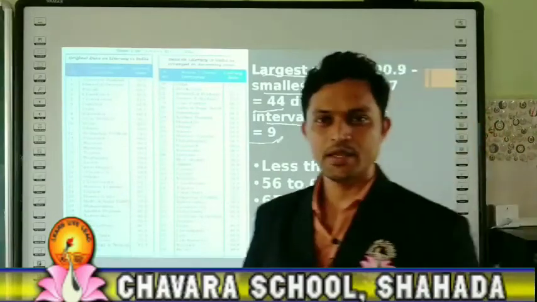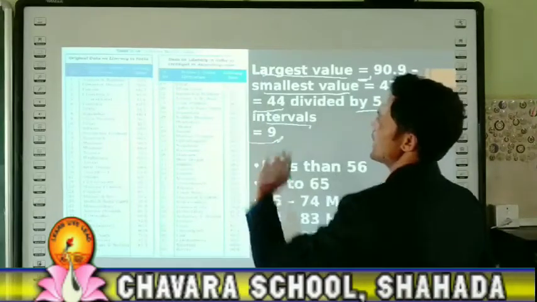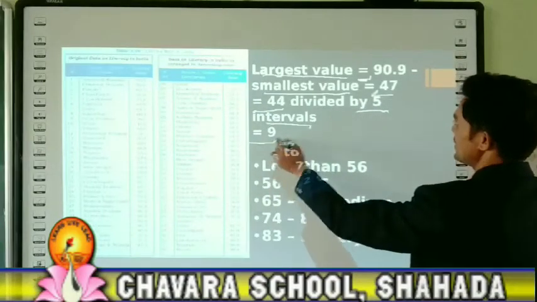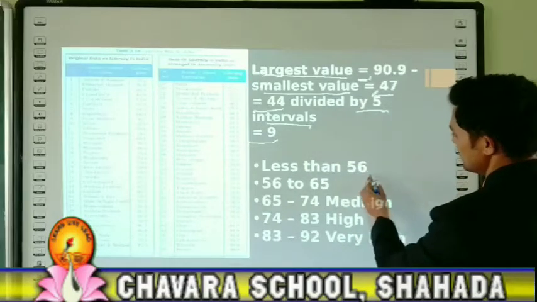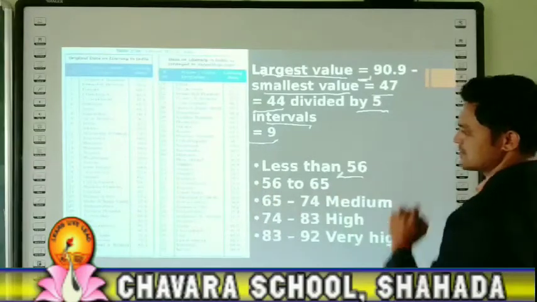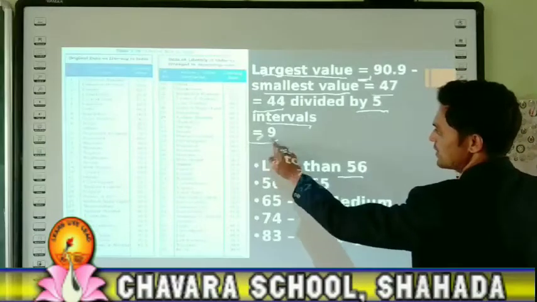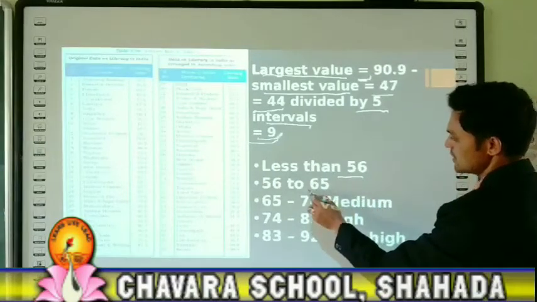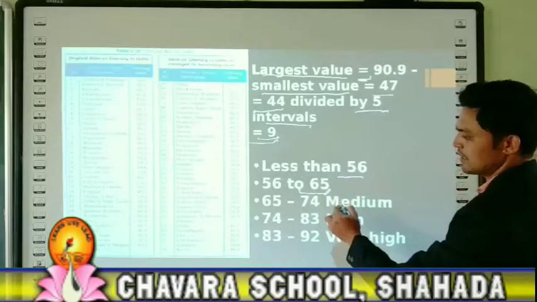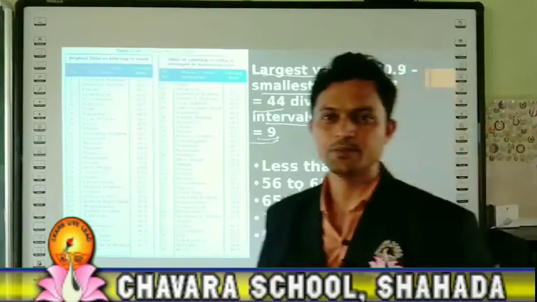Now what to do with this 9? Nancy has to add this 9 to the smallest value. And what is the smallest value? That is 47 of Bihar. So when she adds 9 to 47, she will get the answer 56. So her first class will be less than 56. Similarly, she can go for the second class also. She has to add 9 again to 56. So she will get the answer 65. So her second class will be 56 to 65. And she will carry out the similar way for the other 3 classes also.